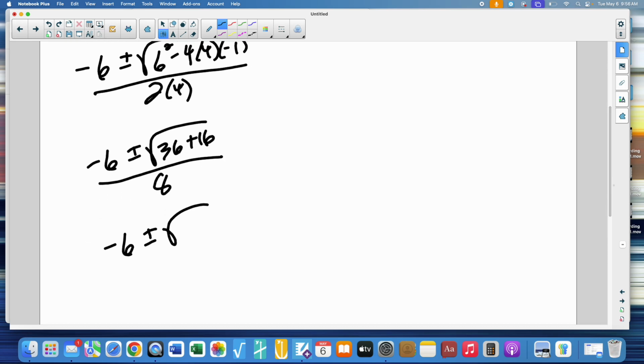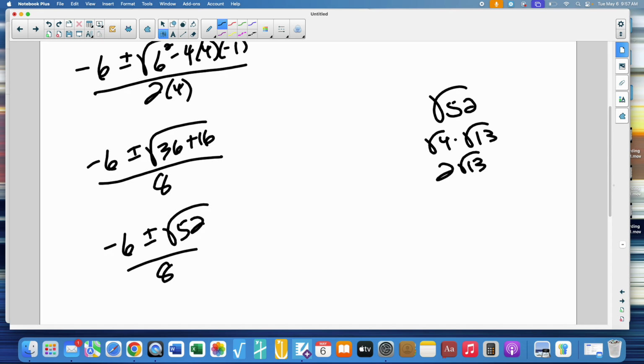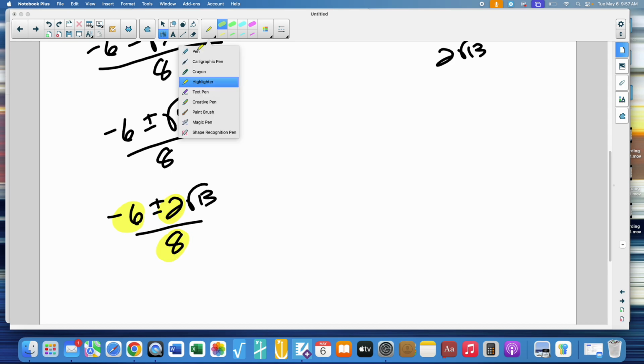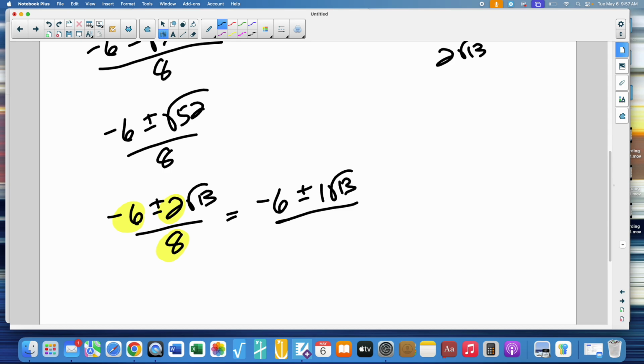-6 plus or minus, that's going to give us the square root of 52 over 8. We're going to have to simplify radical 52, not a perfect square. That one I do know. This is going to be 4 rad 13, and the square root of 4 is a perfect square, so we get 2 rad 13. So rad 52 simplifies to 2 rad 13 over 8. Now you can't leave this because all of the coefficients have a common factor of 2. So if we reduce each of those by 2, we get -6 plus or minus 1 rad 13 over 4.